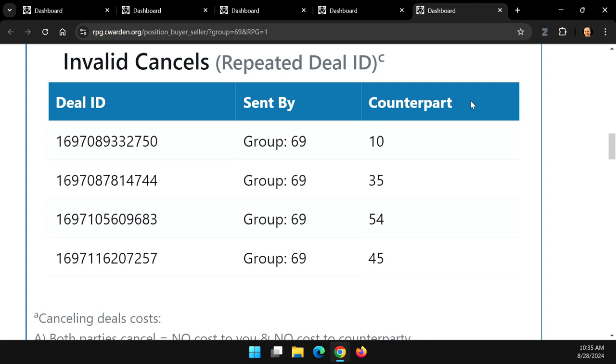The last section in this area is called invalid cancels. And what's an invalid cancel? An invalid cancel is similar. It means you sent a cancel, but you repeated the number, the deal ID, and so you're sending it to a deal that already was canceled or didn't even exist, maybe. So let's look at this example here. So we have a few cancels.